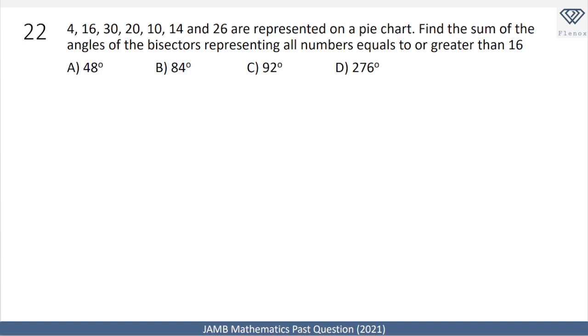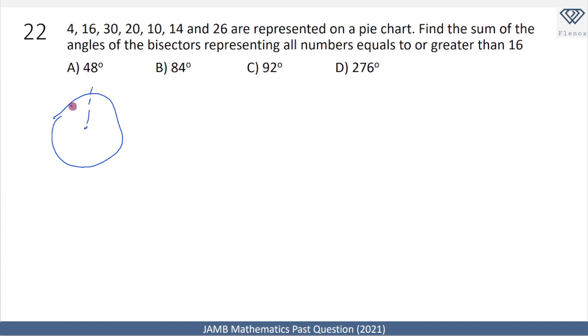So there are several ways to go about this, but the easiest way is like, okay, so I'm going to say you have a circle and you know what a pie chart is. This is how a pie chart essentially looks like. Now you divide it up based on the numbers that have been given. One of them is 4, 16, 30 all the way through.